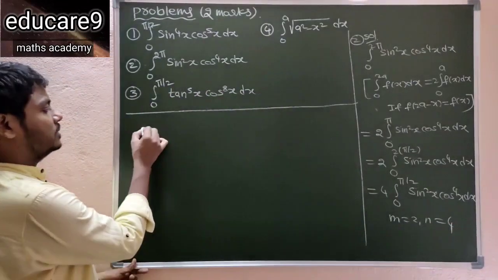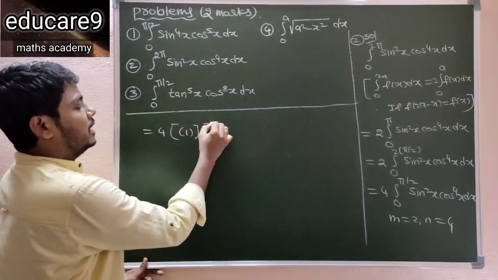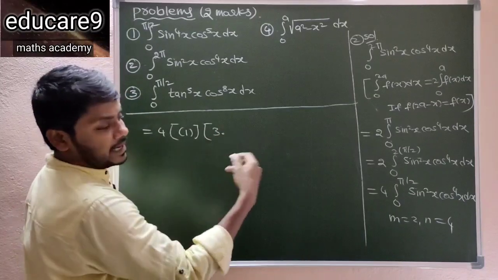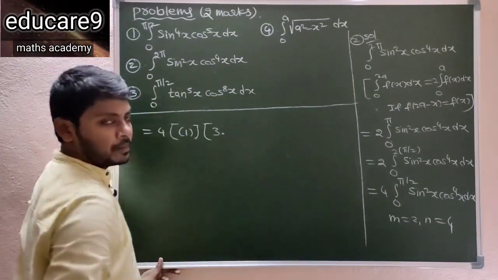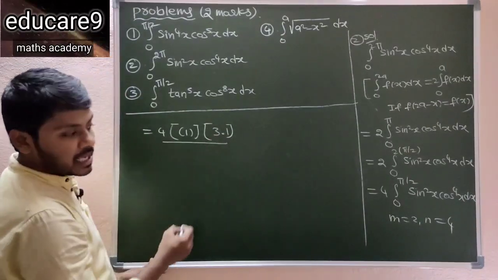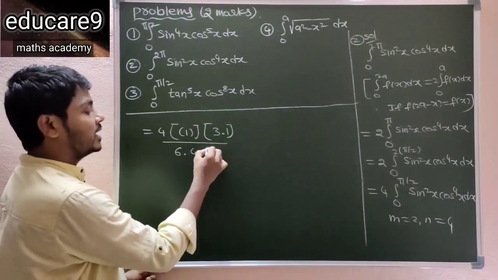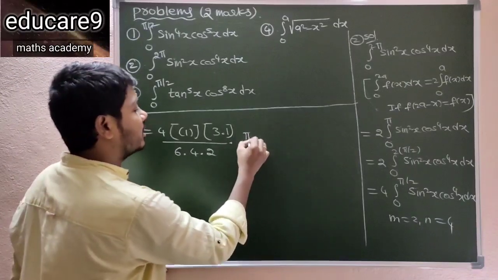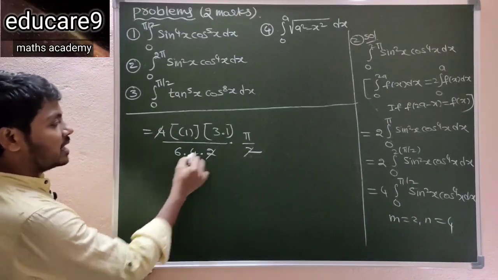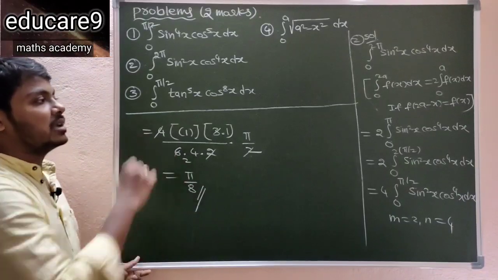So apply the reduction formula: 4 times (m − 1, 2 − 1 is 1) into (n − 1, that is 4 − 1 is 3) (n − 3, that is 4 − 3 is 1), divided by m + n, 6, and m + n − 2, 4, m + n − 4, you will get 2. So clearly both are even, so write into π/2. So here 4 gets cancelled. Now 3 1s are 3, 3 2s are 6. So clearly this is π/8. So this is the required answer.